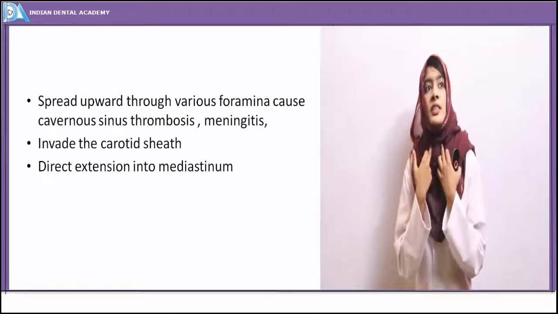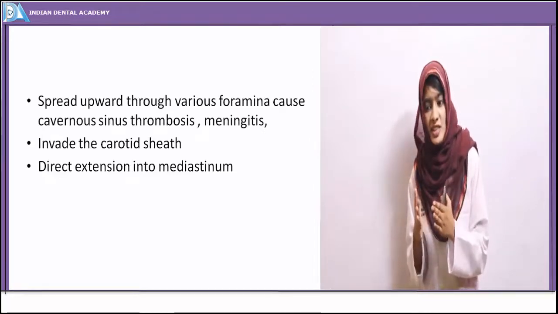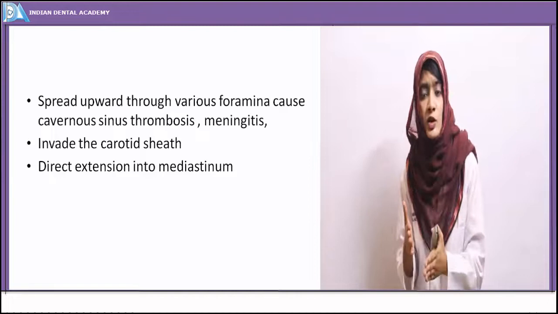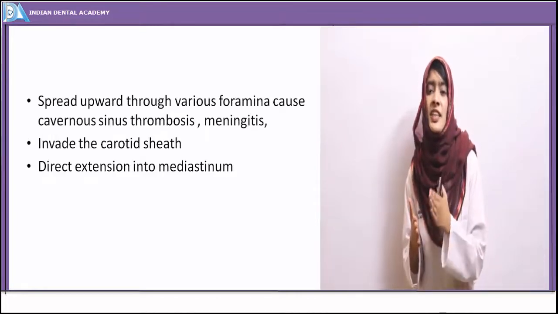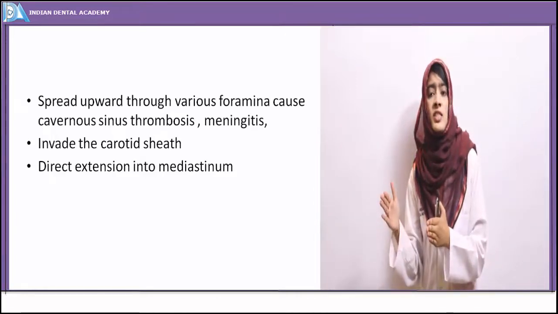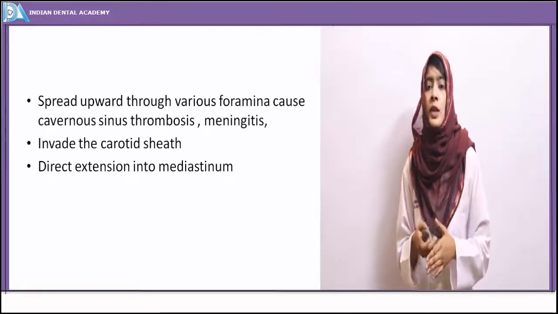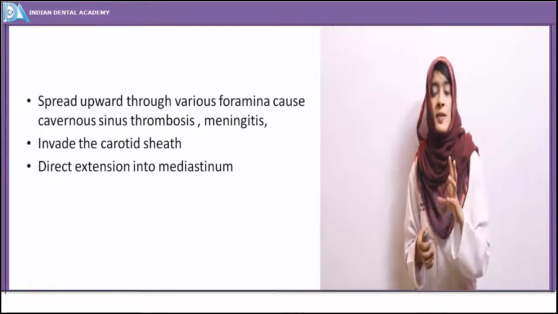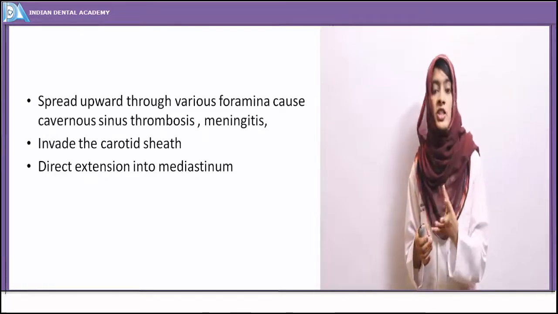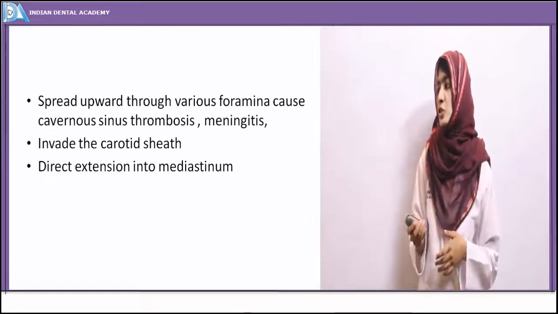The content of the lateral pharyngeal space is the carotid sheath, right? Even if it involves the carotid sheath, then thrombosis of the blood vessels is seen. That is also a serious complication. So the lateral pharyngeal space is a potentially very dangerous space for infection.